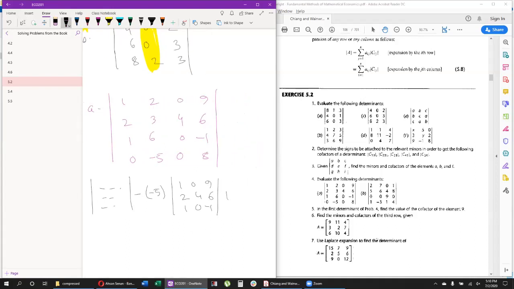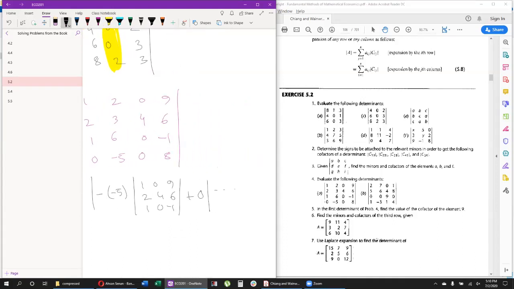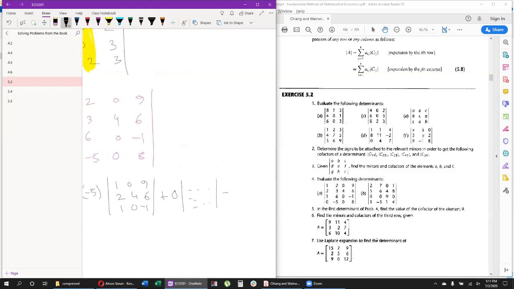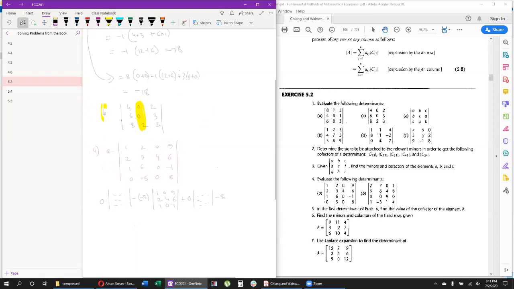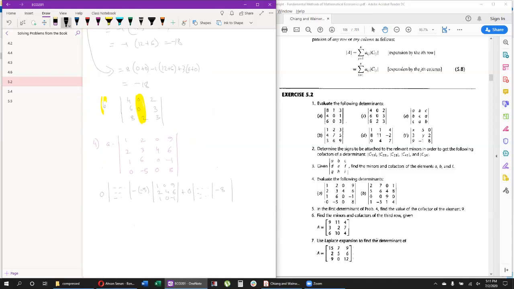And then we have plus 0. And then since this is 0, we don't really need to worry about whatever is in here. Minus 8. Okay, this is getting a bit. Minus 8. And so once again, since we're looking at 8, we ignore this row and this column. And that leaves us with 1, 2, 0, 2, 3, 4, 1, 6, 0. Okay.